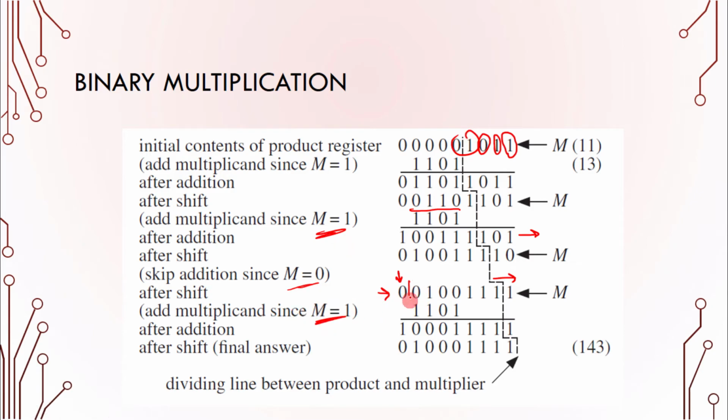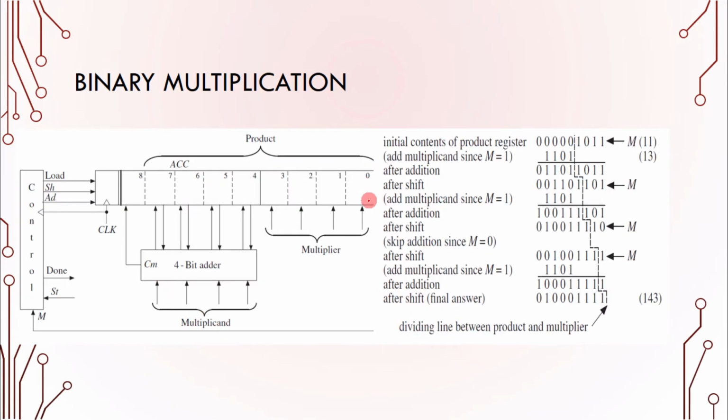Now in the 4 bits which are connected to your 4-bit adder, you are adding this number 1101. So 011, 000, 110, there is a carry 110, and this is the last carry. So after shifting, you have your final answer, this thing, which is 143. When this multiplication is done, the controller will send the done signal. Hopefully you have understood the working of this binary multiplier.